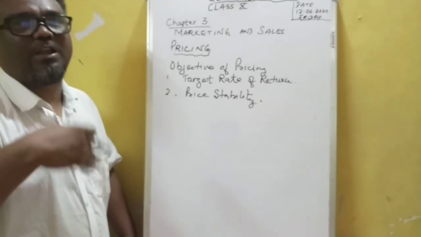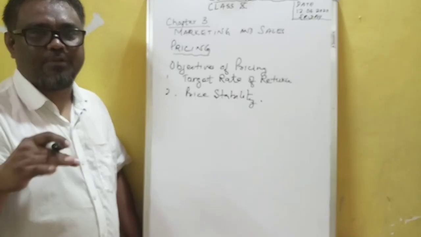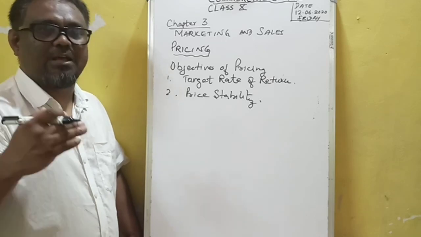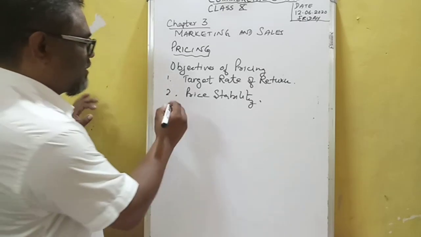He is keeping 10, another cannot keep 9, and then another keep 8. Not like that. He will keep the price in such a way that no producer can decrease the price to sell the same type of product. So this is price stability.